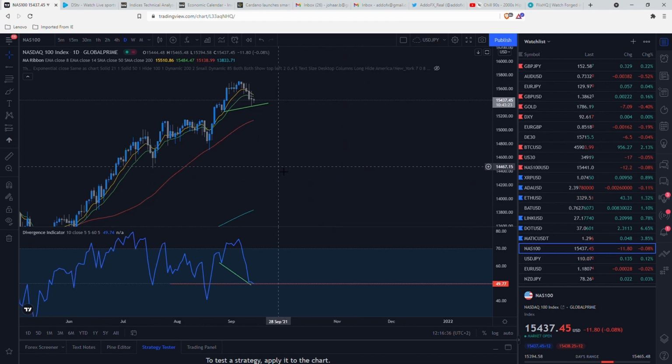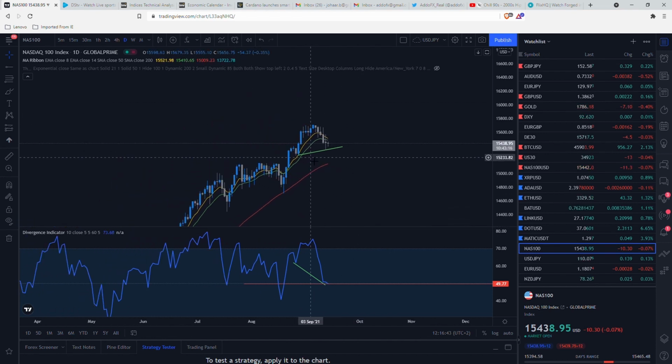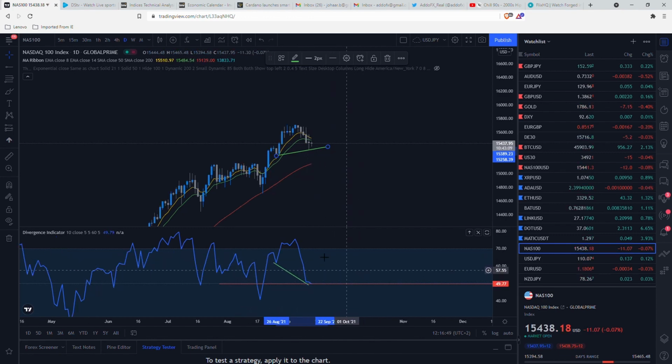Right, guys, so I'm going to show you an example of hidden bullish divergence. This is a perfect example here. Here you see the market made a higher low to a higher low, and here it made a higher low to a lower low, right?